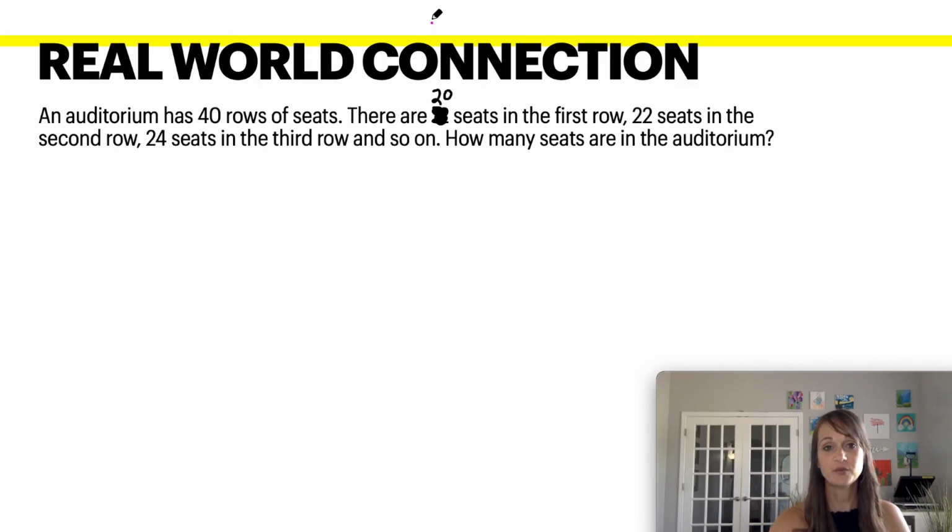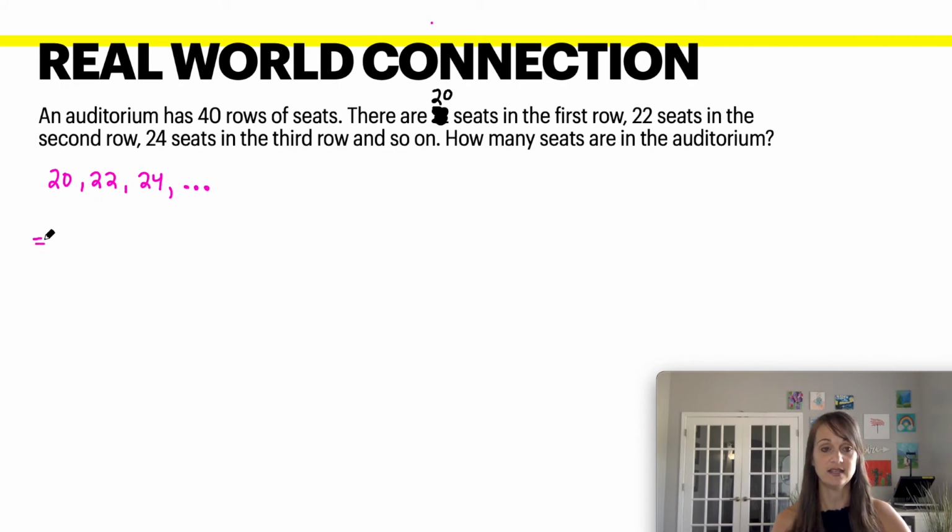An auditorium has 40 rows of seats. There are 20 seats in the first row, 22 seats in the second row, 24 seats in the third row, and so on. How many total seats are in the auditorium? Well, if you think about it as an arithmetic sequence, we know that there's 20, 22 in the second row, 24 in the third row, and so on. And we know that there's 40 rows of that. So we have created an arithmetic sequence.